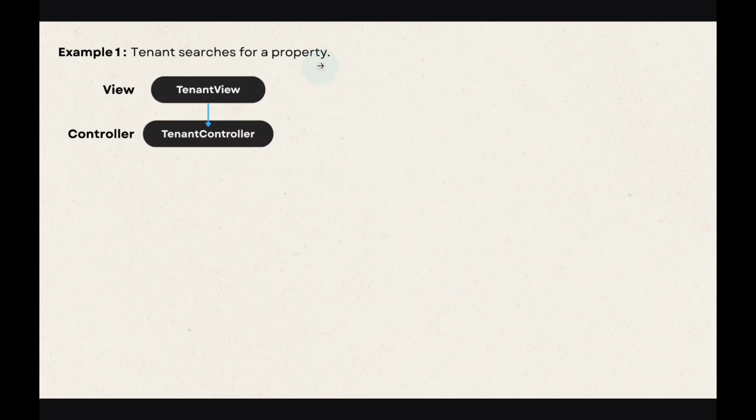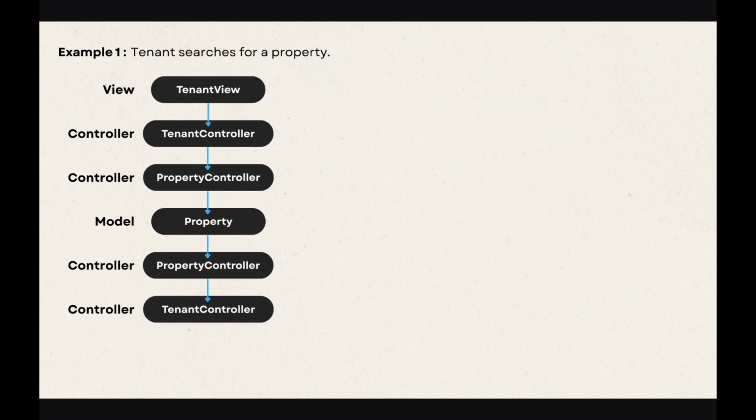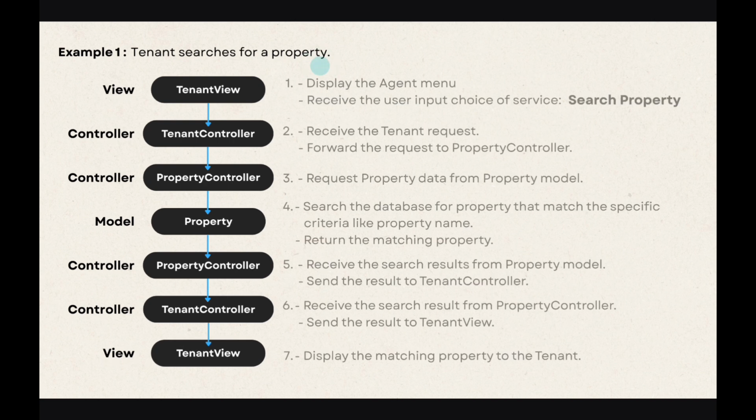I'm Zhang Yueli. Now I will present several example flows showing how MVC will work in our app. First example, tenant searches for a property. The flow starts from the tenant view to the tenant controller to the property controller to the property module, and back to the property controller, back to the tenant controller, and last back to the tenant view.